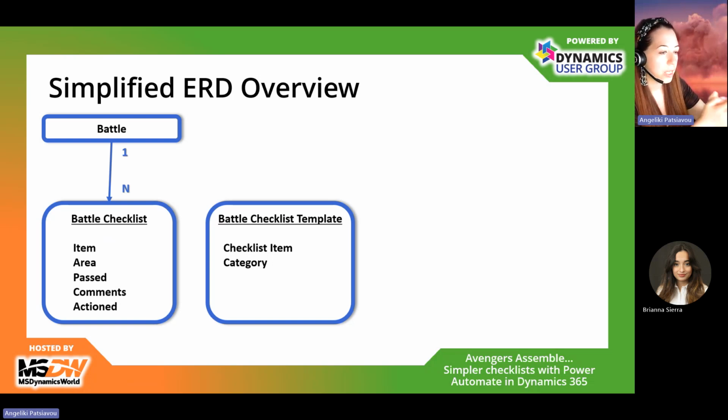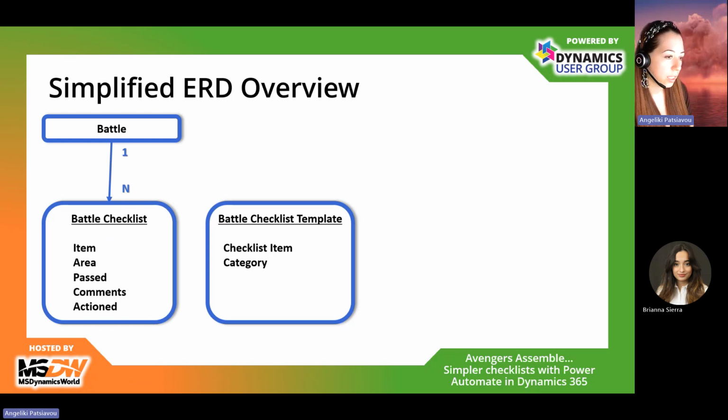Now, we have 2 peripheral entities that are supporting our solution. The first one is called battle checklist, and this has a many-to-one relationship with our primary battle entity. Now, what is this about? So the battle checklist is going to hold our checklist data, and it's going to be used in order to create that relationship that will be hosted in a subgrid format within the battle record to communicate those checklist points.